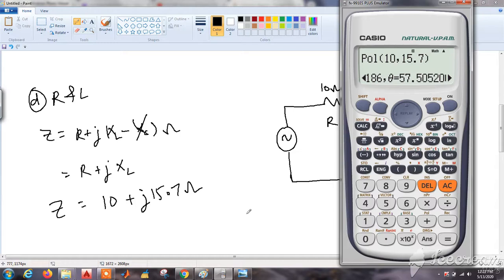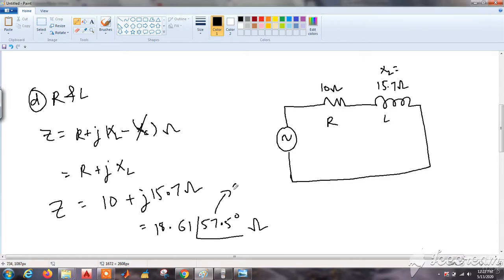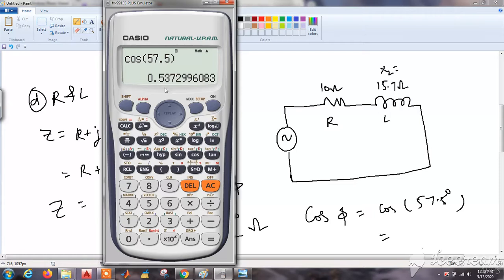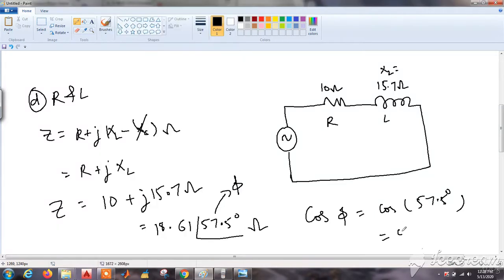And this is only our power factor angle, that is the phase difference between voltage angle and the current angle, because we know Z is equal to V by I. So power factor, the cos phi will be cos of 57.5 degrees, it will be 0.537 lagging, because current lags the voltage. We'll see in current.